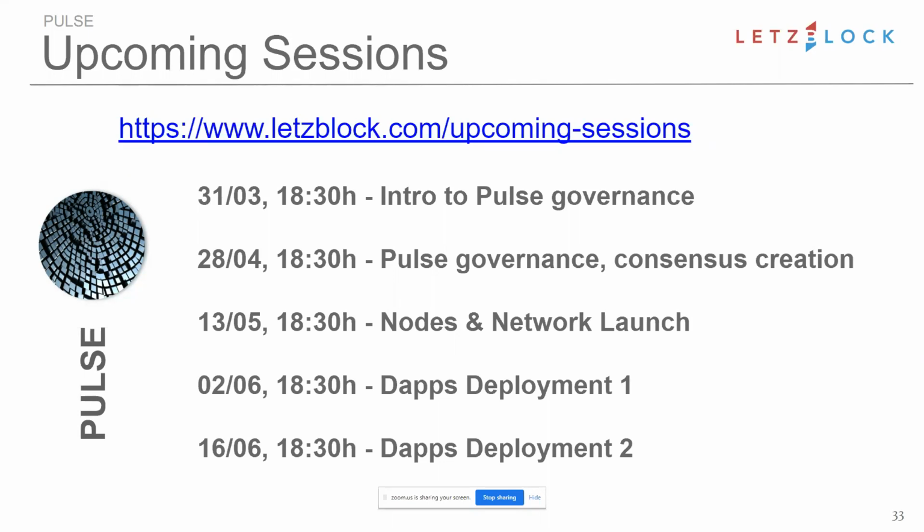Then on 13th of May, that's a very important date because that's the date where we will be launching our individual nodes. We will come together physically and have very probably a very exciting session where we launch the network. Then on 2nd of June and 16th of June, we will be having two sessions on deploying and using Dapps. So hold those dates. We will be announcing further details as things evolve.